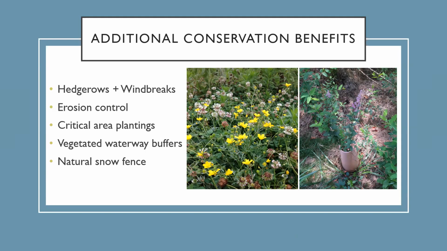I mentioned the deep rooting of native perennials, so that helps with erosion control, critical area plantings, trying to stabilize waterways or create a buffer where any soil erosion is kind of running through this vegetated strip before entering any kind of waterway or stream.